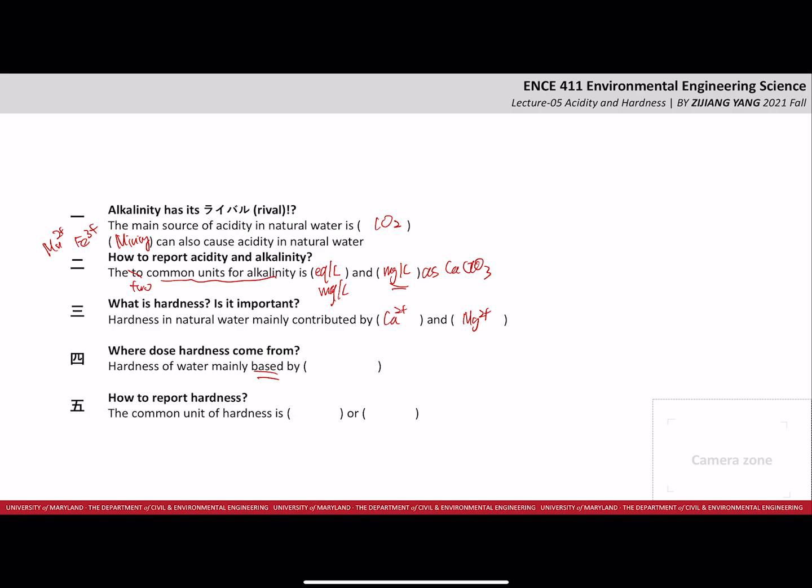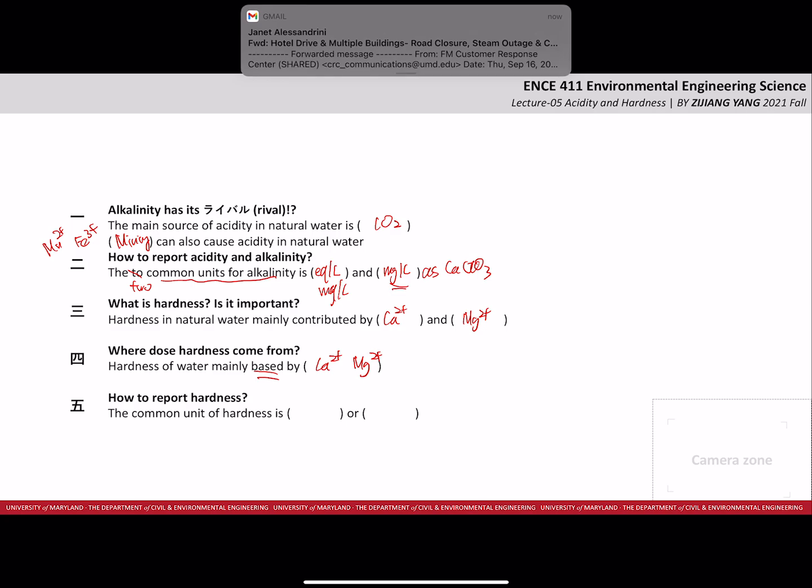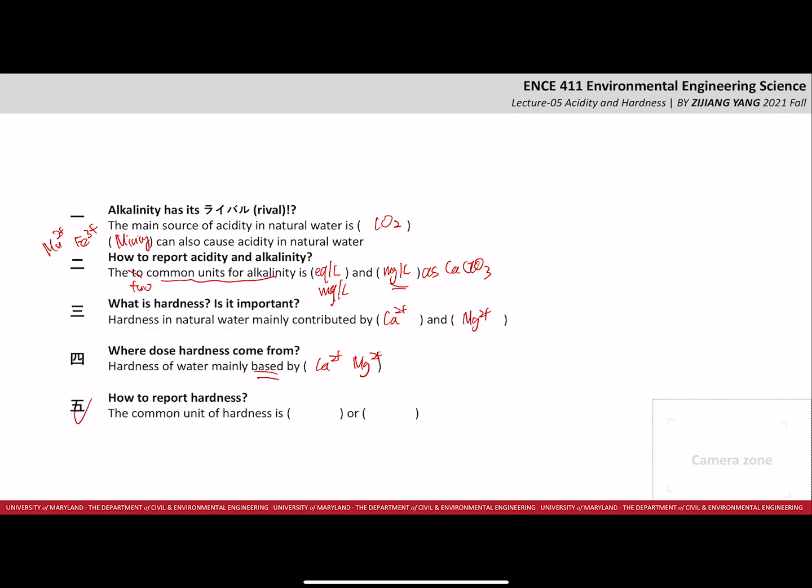Yes. So the main point is that hardness can be calculated based on the concentration of calcium and the concentration of magnesium. But note that this usually refers to natural water. If this is wastewater or synthetic water, this may not be the case. And then how to report hardness. We also have 2 units. Again, this is equivalents per liter or milligram per liter, but as calcium carbonate.